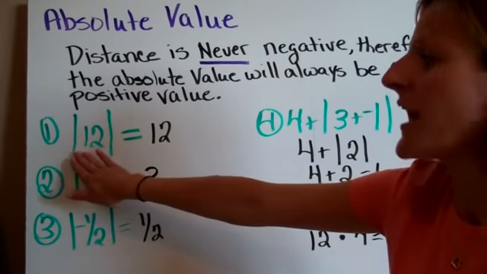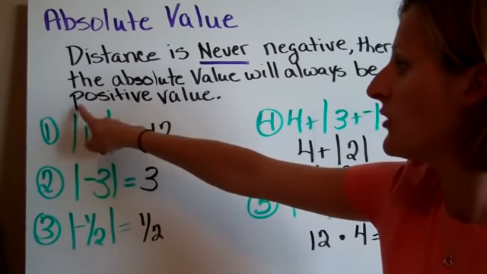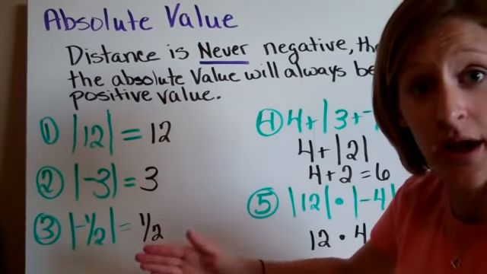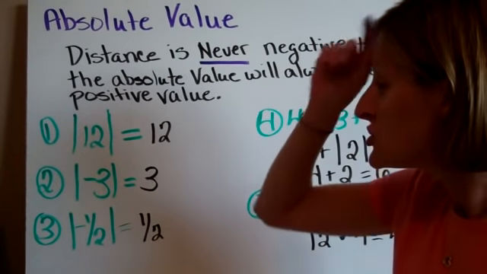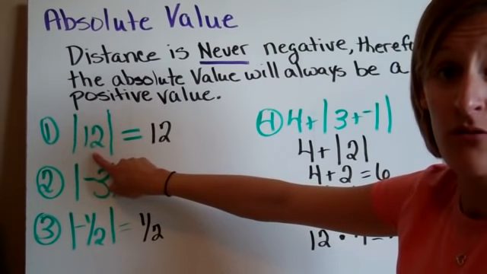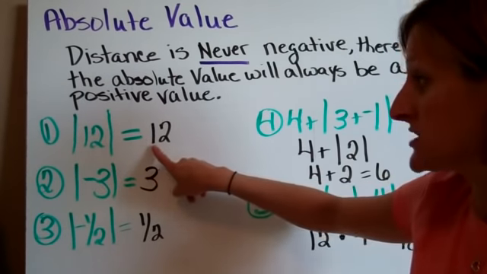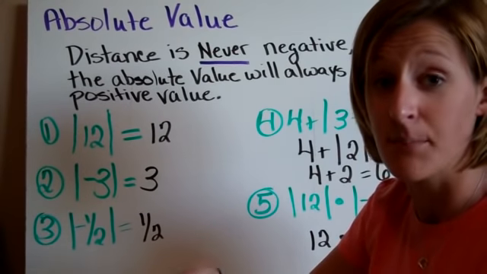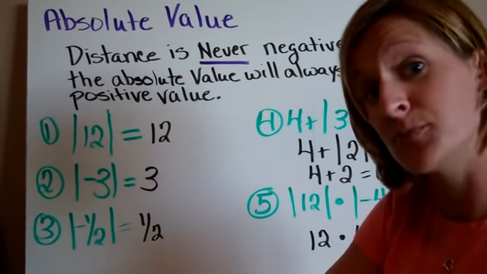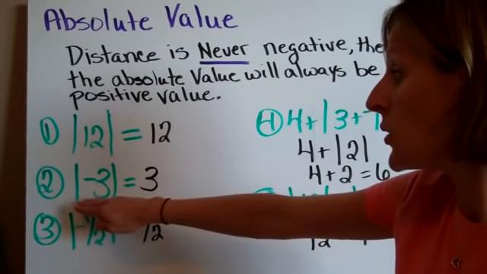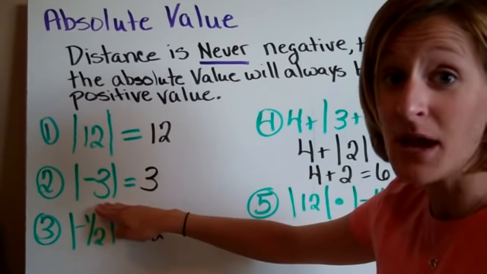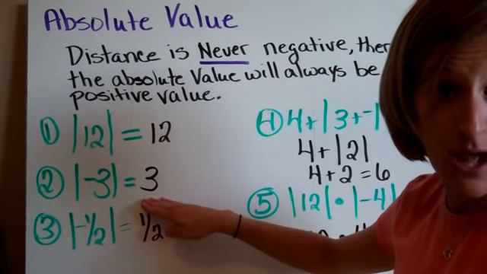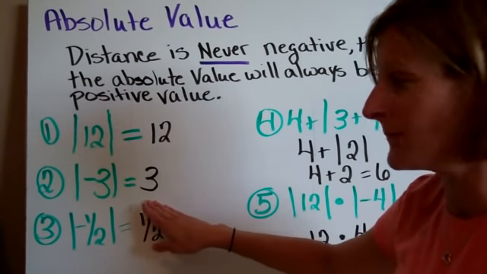So this first one, I have the absolute value of 12. Now notice these bars. This is the absolute value symbol, or just straight vertical bars. So we know how far is 12 away from 0? Well, it's 12 spots away. So notice your positive numbers will always stay positive. Your negative numbers become positive numbers. So negative 3, how many spots is it away from 0? That's 3 spots. So the absolute value of negative 3 is 3.